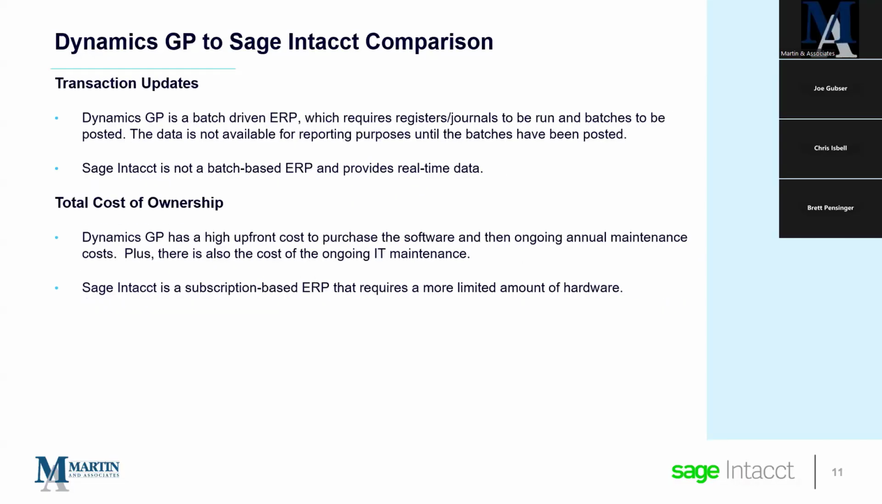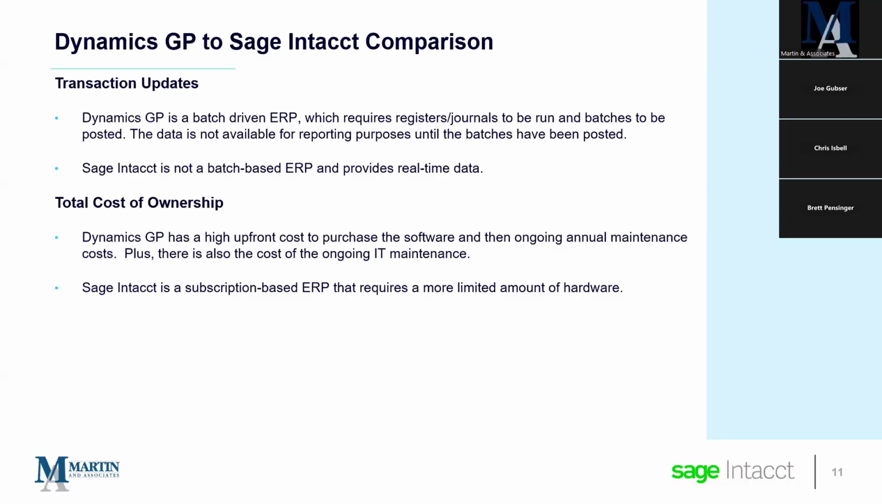Dynamics GP is what is referred to as a batch-driven system, as I'm sure you all know. So what that means is you put data into, say, cash receipts or AP invoices or journal entries. They go into a batch. You then have to run a register or a journal and then post that batch before the live data is available for reporting purposes. Sage Intacct is not batch-based.